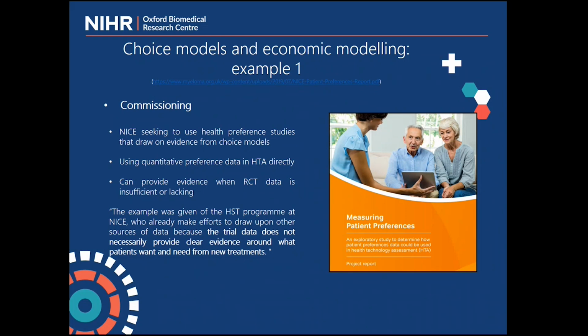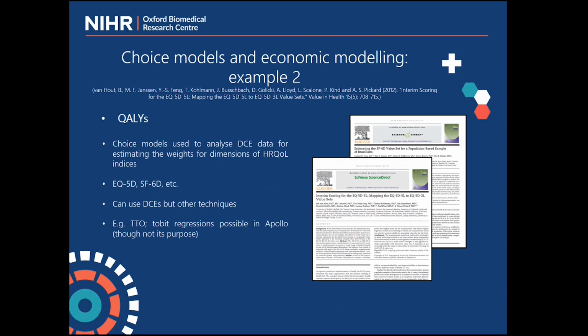So the first one is commissioning. These are reports for HTA. This is NICE, which is, as you all know, the National Institute for Health and Clinical Excellence. And they use these preference studies in their HTA determination. So whether or not we are commissioning goods on the NHS is determined in part by results from these, because I need to use them in these studies.